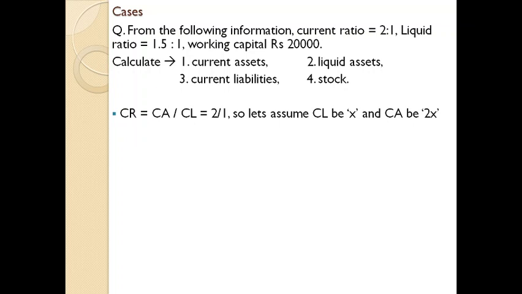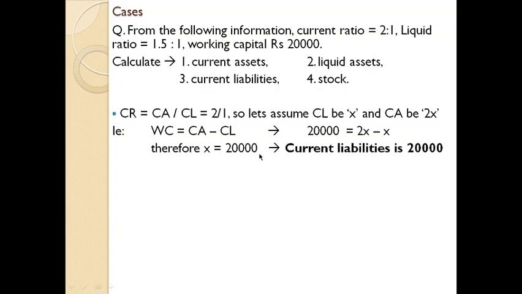Next, we know that working capital is 20,000, and the equation of working capital is current assets minus current liability. By substituting the known values, you will get 20,000, that is the value of working capital, equal to current assets, which we have assumed as 2x in the preceding line, minus x. You will get x equal to 20,000. That was our assumption that current liability is x. So the value of current liability is 20,000. Next.